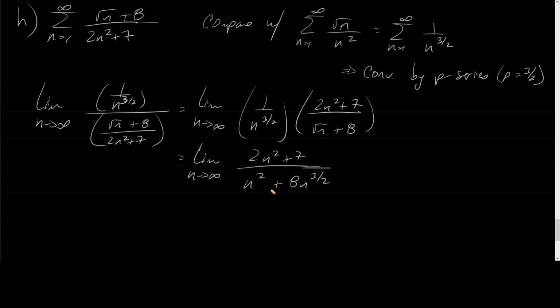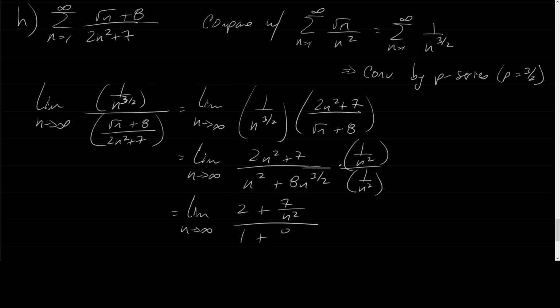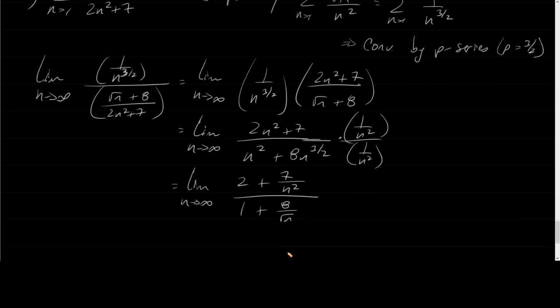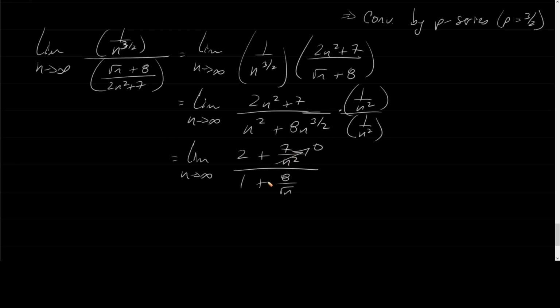At that point, we know that we can multiply it by 1. And from Calc 1, you should recall how to do this limit. Multiply by 1 over n squared over 1 over n squared. Because now what we get is the limit as n goes to infinity of 2 plus 7 over n squared over 1 plus 8 over the square root of n, right? And as n goes to infinity, 7 over n squared goes to 0, and 8 over the square root of n, excuse me, also goes to 0. So we end up with 2.